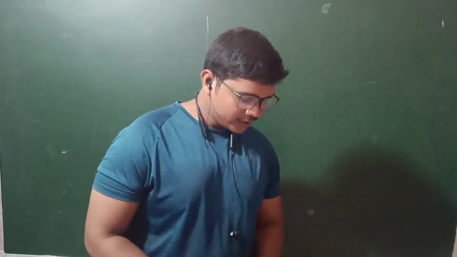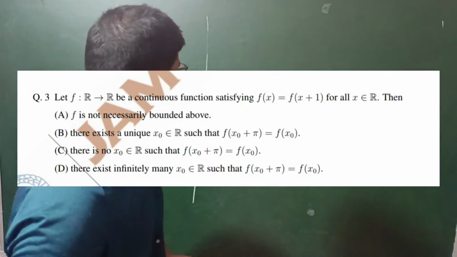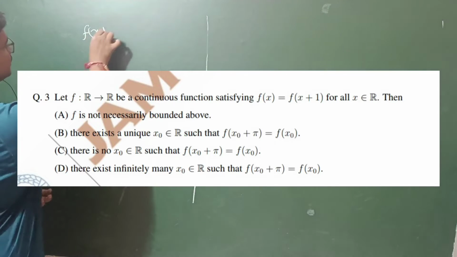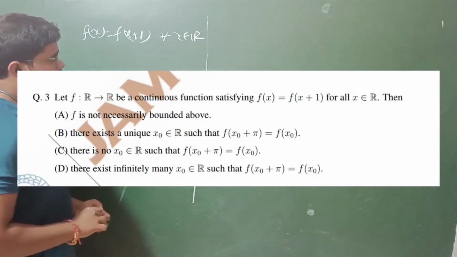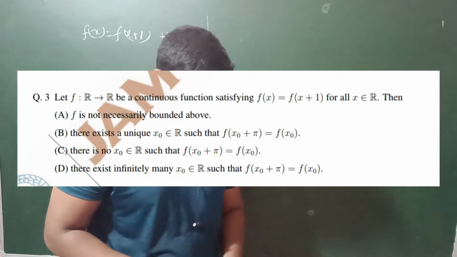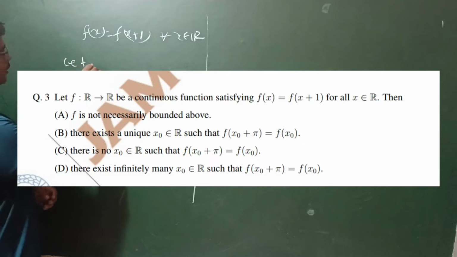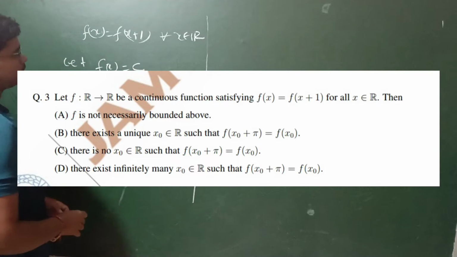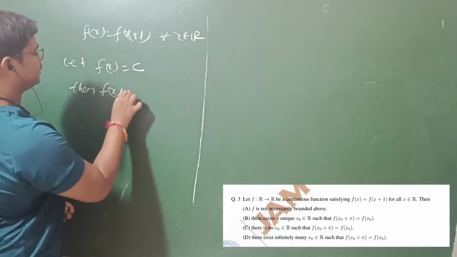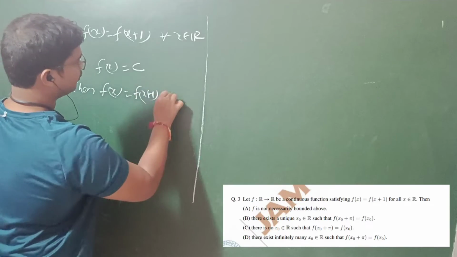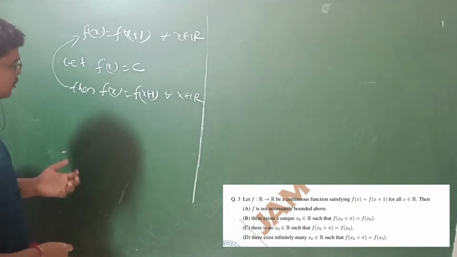Number 3. Given that f from R to R is a continuous function satisfying f(x) equals f(x plus 1) for all x belonging to R, then option A: f is not necessarily bounded above. Now let f(x) equal c, which is any constant function. Then f(x) equals f(x plus 1) for all x belonging to R, which satisfies this condition.